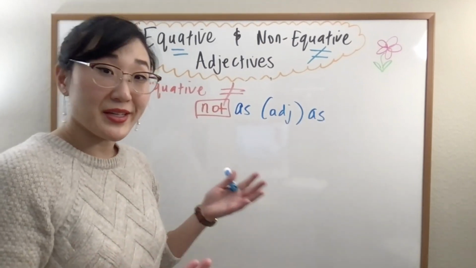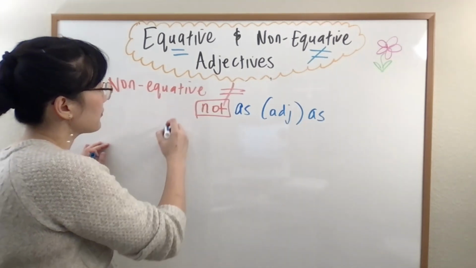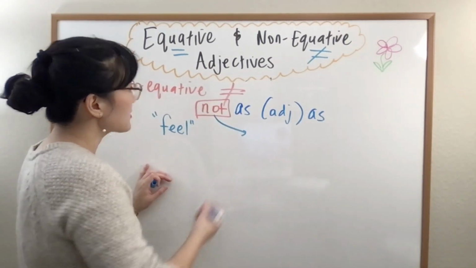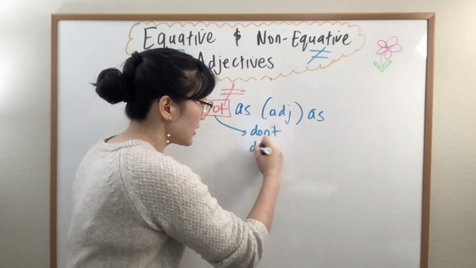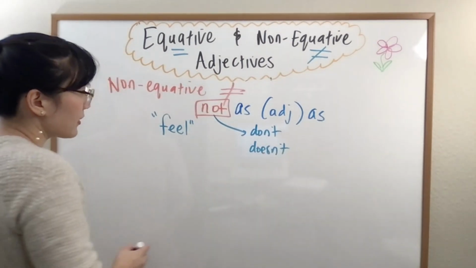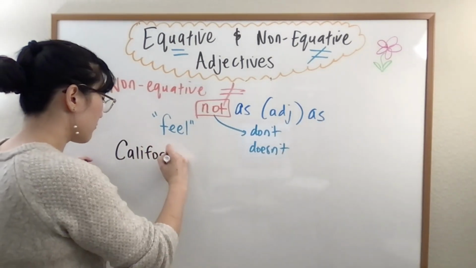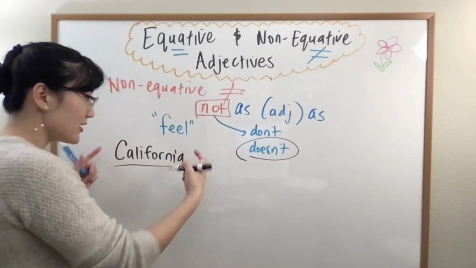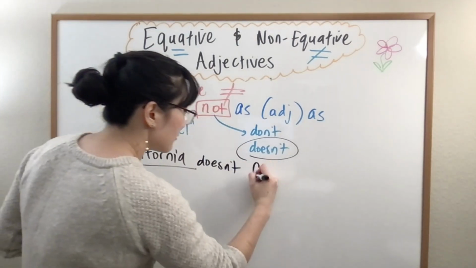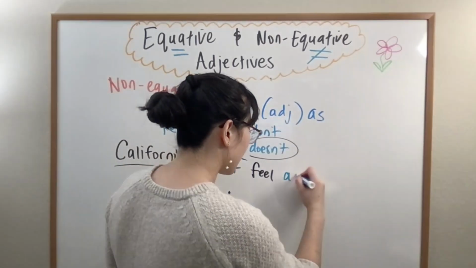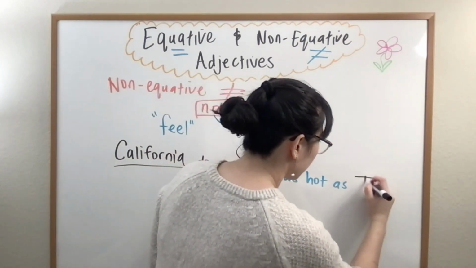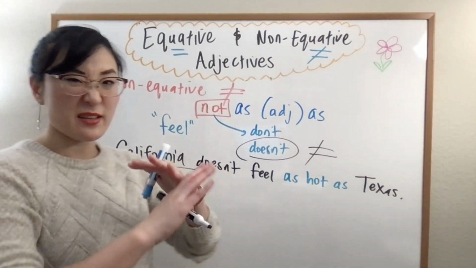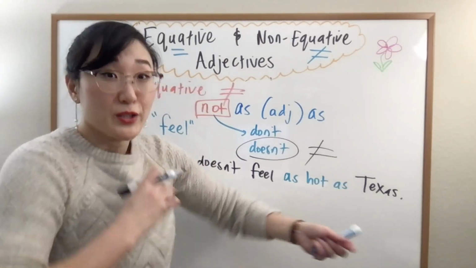Let's say, for example, the weather is changing, and you want to use the verb feel. Okay, well, for my negative, I don't use not, right? This negative will change. Let's say simple present, for example. I would either use don't or doesn't, right? So if I say, okay, California it. So do I choose don't or doesn't? Doesn't, right? Because he, she, it. So California doesn't feel as hot as Texas. I'm saying these two are not equal. Texas is hotter than California, right? So California doesn't feel as hot as Texas because Texas is hotter.